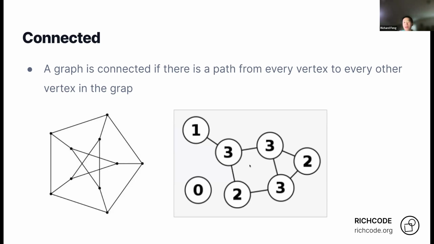But this one over here on the right is not a connected graph because the 0 vertex is unable to reach any of the other vertices. However, in this picture, there are two connected components. So 0 on its own is a connected component, and the rest of the nodes are also a connected component. So connected components are subgraphs. Does this make sense?